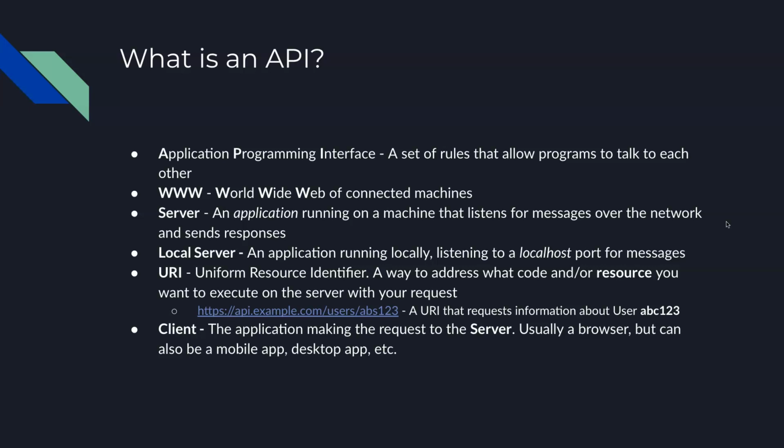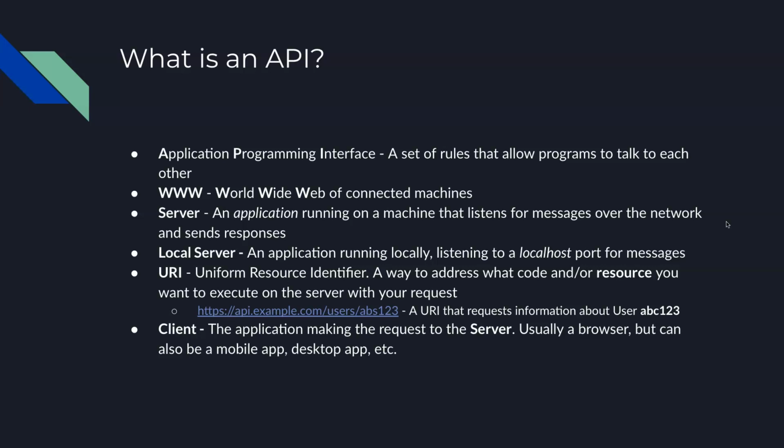So as an example, if we want to reach into a server and we want to say, give me user ABC123, then we can use a combination of the URL, which will include the address. It'll include the protocol that we're talking, and then it will include on the end the URI, which in this case would be /users/ABC123.